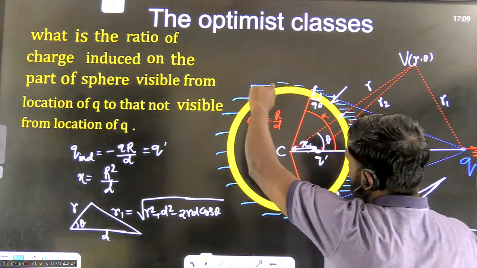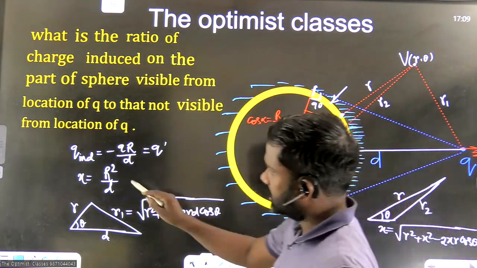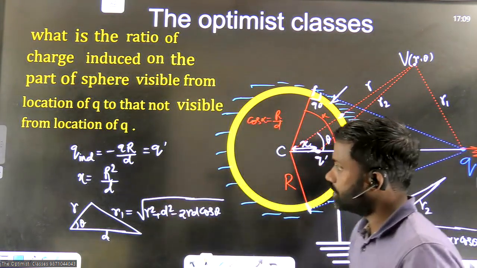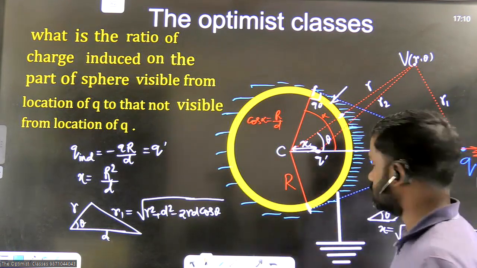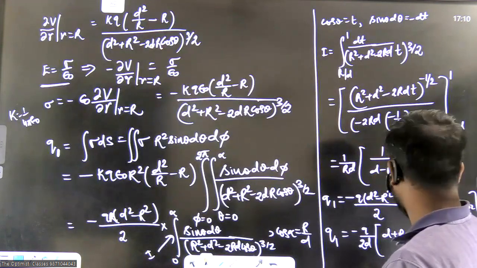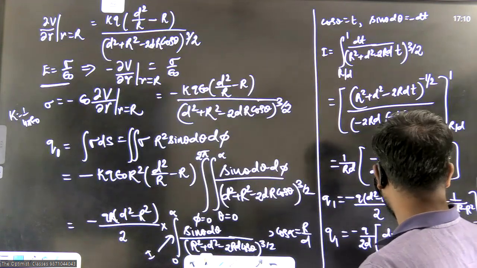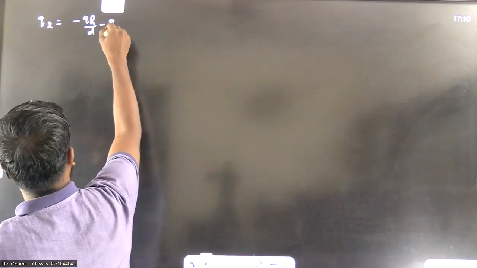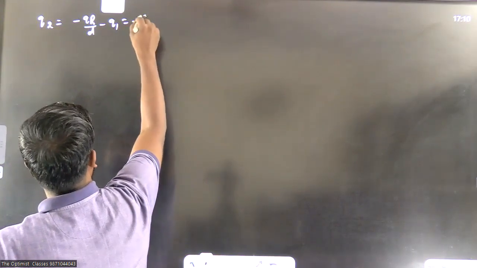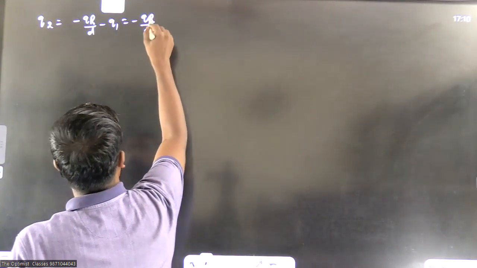Now we want to calculate the charge induced on this part. We know that the total charge is minus q r by d. So we can just subtract the charge induced on this part from this one, to obtain the charge induced on the part which is not visible. Okay, let's call that charge Q2. So Q2 will be equal to minus Q R by D minus Q1. So let's put the value: minus Q R by D minus Q1.